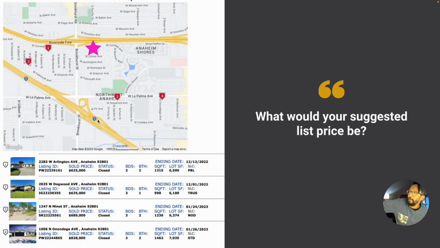We're within the freeway boundary. Here's our subject property, and here are the closings. Notice the square footage is different. This one's 625, 625, 689, and 828. If you were to list that property, 3-bedroom, 2-bath, 1135 square feet, built in 1954, what would you list that property for? I get it. You don't know the upgrades. Doesn't really matter. Just take a wild guess. How much would you list that property for using these comps?